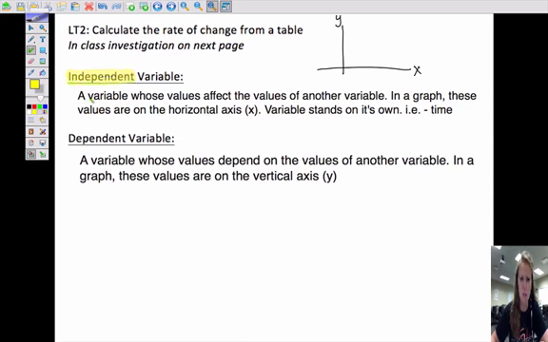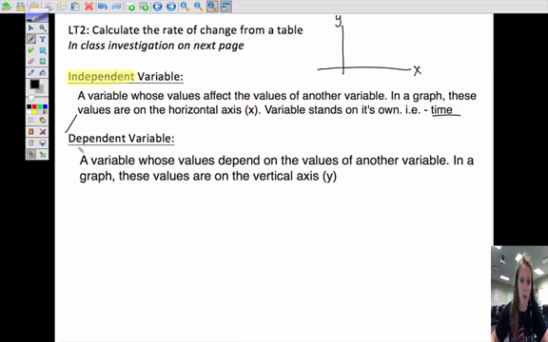Time is an independent variable a lot of the time. If you think about it, time always goes on. Time doesn't depend on anything. It goes on whether we're making money, whether we're playing sports, whatever we're doing. So a good way to think about it is which variable is affecting the other one. The one that is affecting the other one is the independent variable. The one that will change regardless of what the other one does is the independent variable.